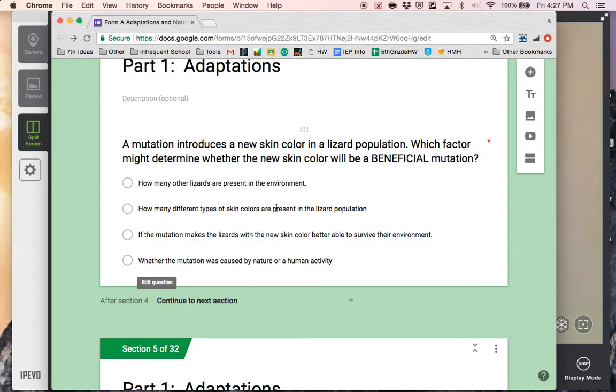For this one, how many different types of skin colors are present in the lizard population? Different types of skin colors. Would that be a beneficial mutation? This new skin color, would that be beneficial if there's a lot of different types? I don't know. It's tough to say. What if the mutation makes the lizards with the new skin color better able to survive their environment? So if the mutation makes the new skin color better for survival, that would be beneficial because it would help me survive, and that's good. What about this one? Whether the mutation was caused by nature or a human activity. Yeah, that one really wouldn't tell me much either. So if I'm looking for which one would be beneficial for this new skin color, here's my answer, the third one.